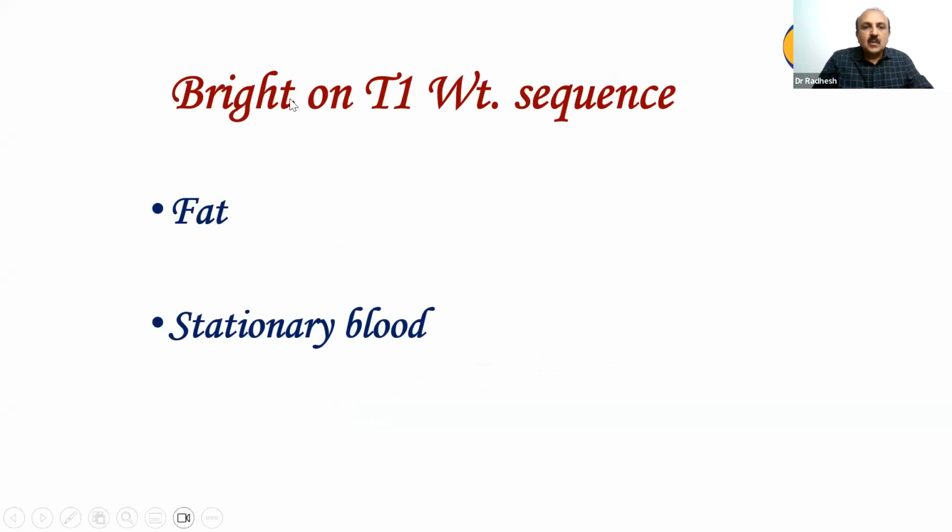Now, what are the T1 weighted sequence? What looks white? Fat looks white. Stationary blood looks white. Please remember. There are only two things what you need to remember. Okay, remember three sequences, T1, T2, inversion recovery. Remember two things which look white on T1, that is fat, stationary blood.